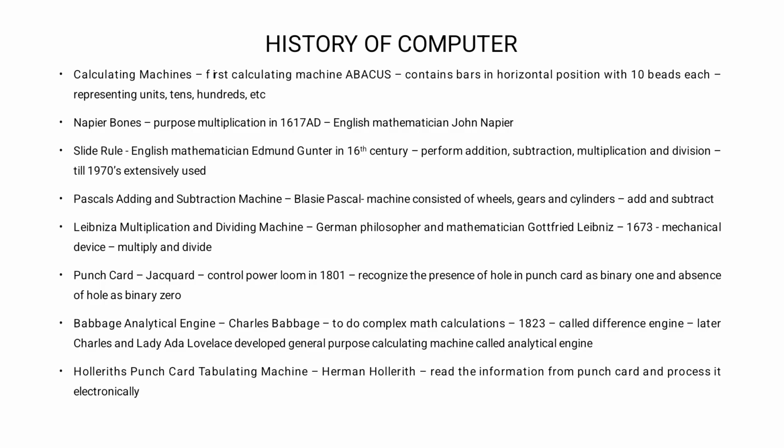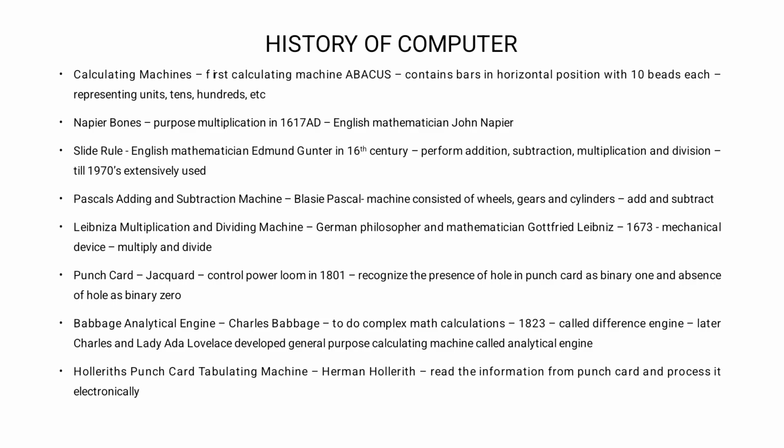Next, history of computer. The first calculating machine of the computer is the abacus. It contains bars in horizontal position with 10 beads each, representing units, tens, hundreds, etc. Second one, Napier bones. It was used for multiplication in 1617 AD. English mathematician John Napier developed it.